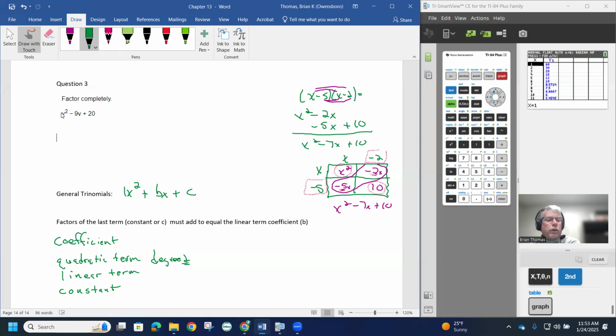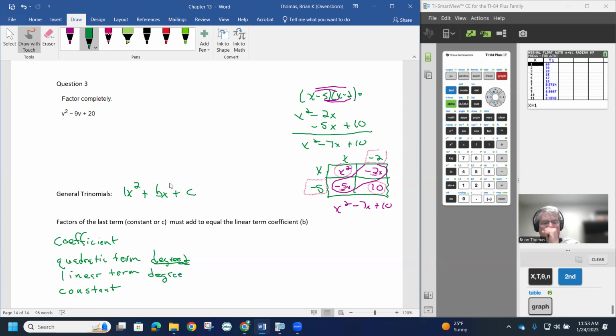So since the coefficient of v squared is a 1, this makes this pretty easy. If the coefficient of the quadratic term, again, the quadratic term is the degree 2 term, is 1, then all we have to do is focus on the factors of the last term, which is the c. And the factors of the last term must add up to the linear term coefficient. So again, linear term means degree 1.